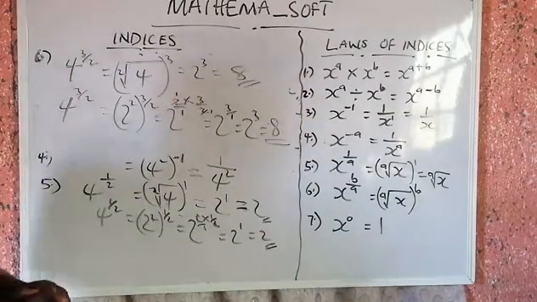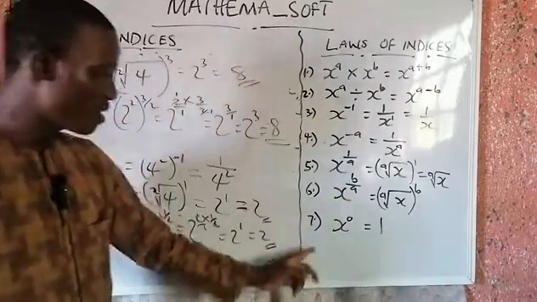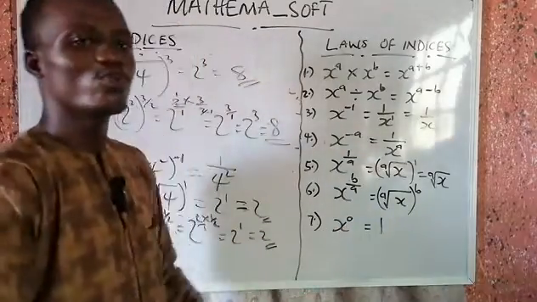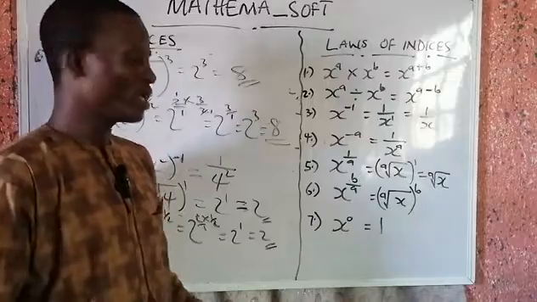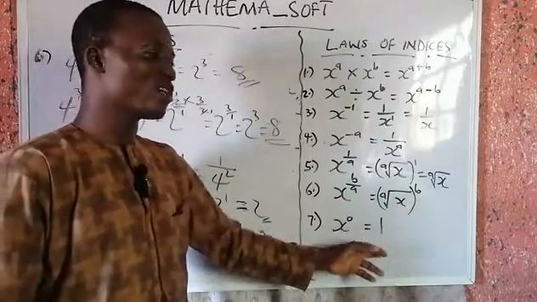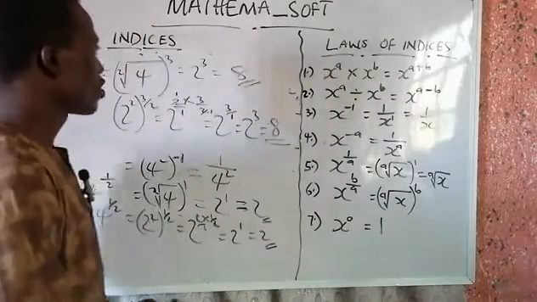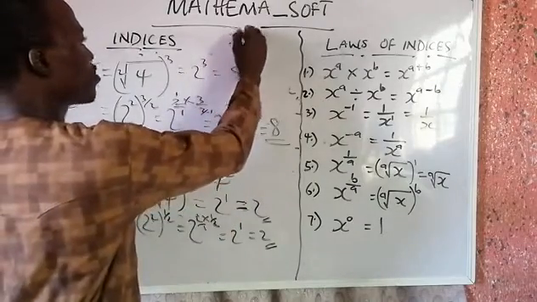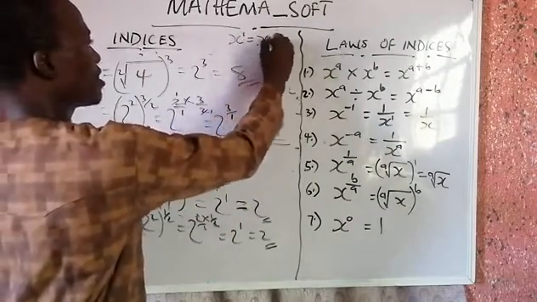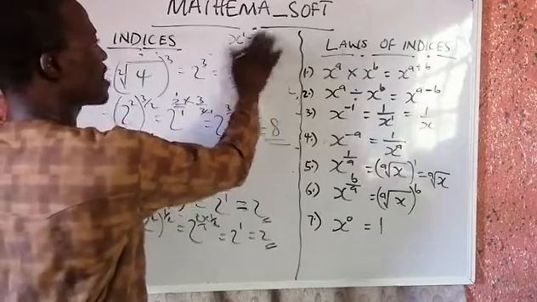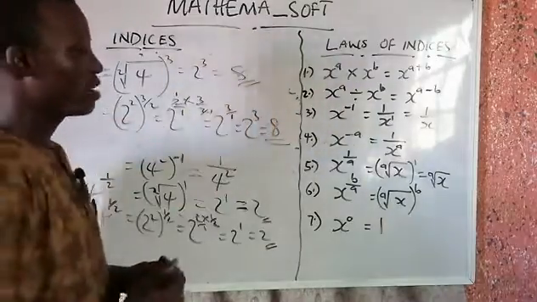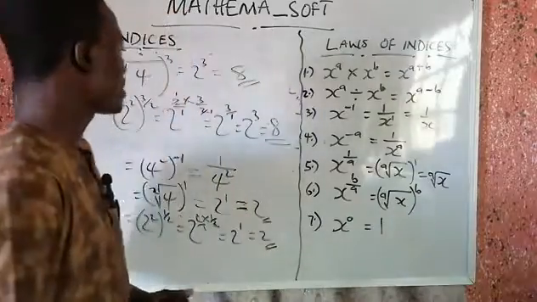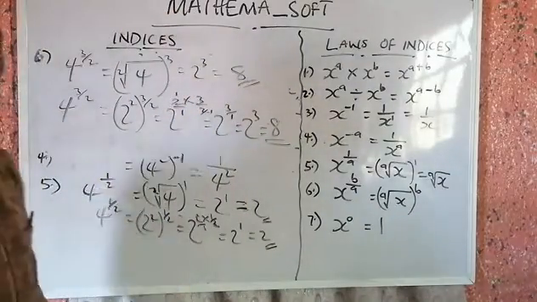So the last one is that anything, variable or number raised to power of 0, will always give you 1. Anything raised to the power of 0 will always give you 1. Because if you have x raised to power 1, it is actually x. So x raised to power of nothing cannot give you x back. It can only give you 1. So that is what we have under the laws of indices.